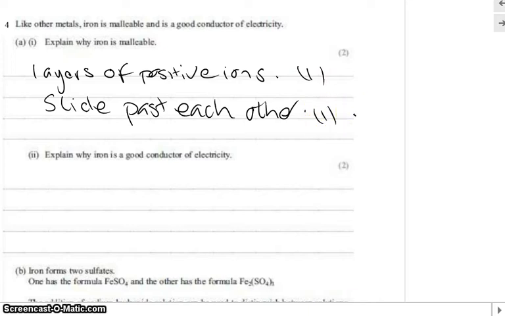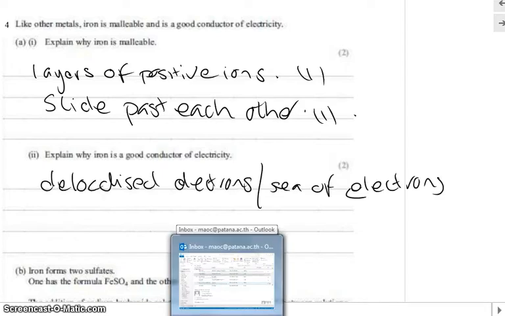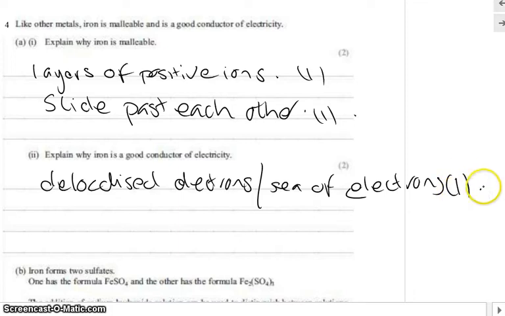And explain why iron is a good conductor. So this links to the other part of the description of a metal, and that is that metals have delocalized electrons. You can also use the expression a sea of electrons. So that will give you 1 mark, and the second mark is for saying why that makes it a good conductor. Okay, so that makes it a good conductor because those electrons can flow or can move through the structure. So move or flow through the structure.